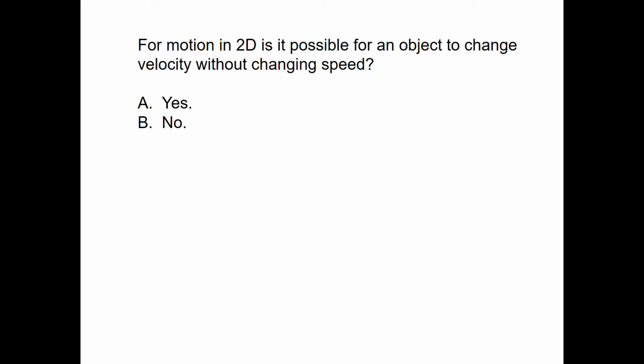Second one, for motion in two dimensions, is it possible for an object to change its velocity without changing its speed? Yes or no? The answer is yes, since velocity is a vector. And there are two ways that you can change a vector. You can either change its length or you can change its direction, or of course you could change both at the same time. But if you change anything at all about a vector, you've changed the vector.